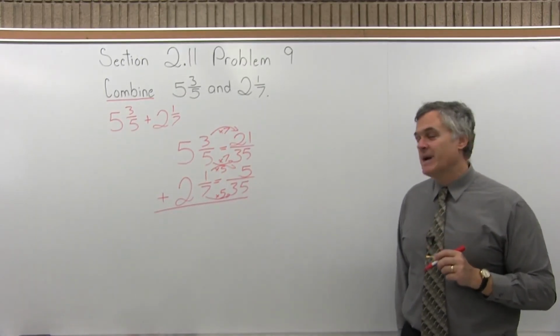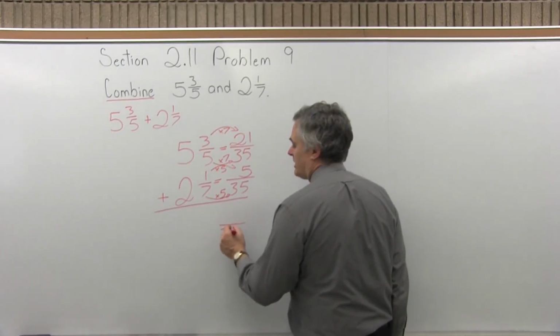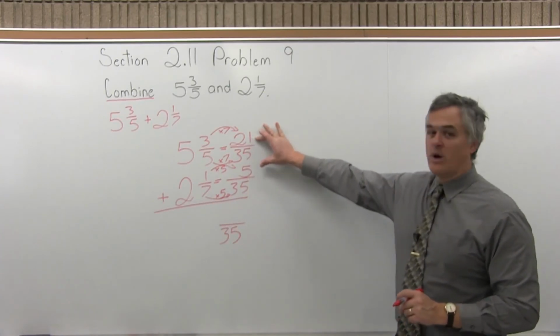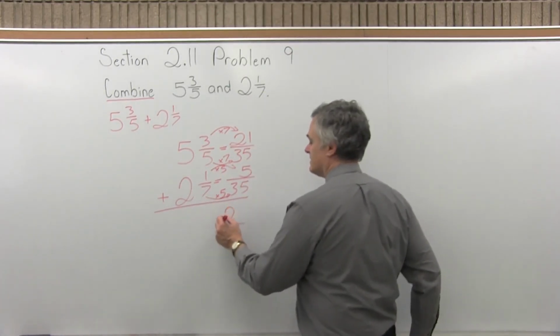Now the denominators match, so I can combine the numerators. So my answer will have the common denominator of 35. This is an addition. I'll add the numerator of 21 plus the numerator of 5. 21 plus 5 more is 26.